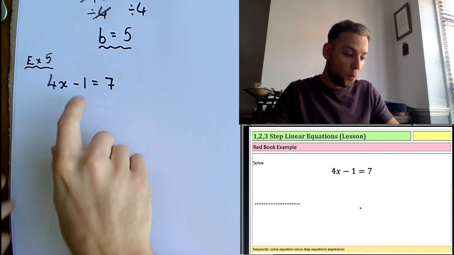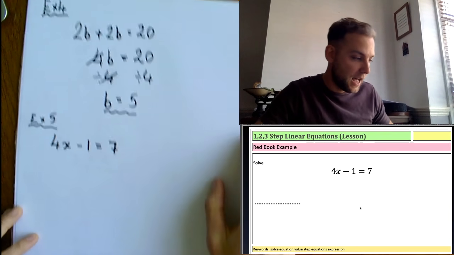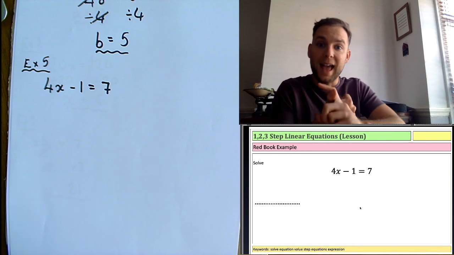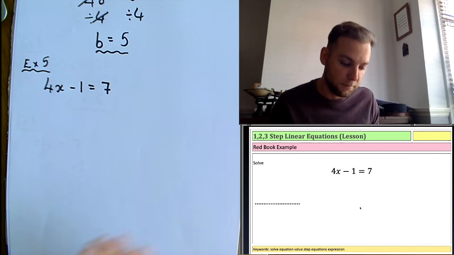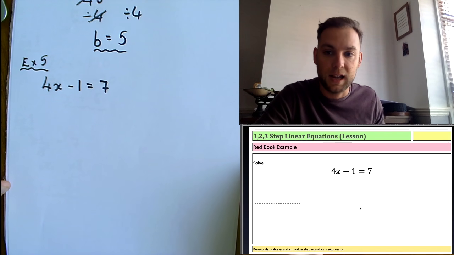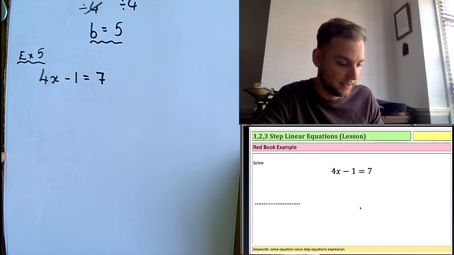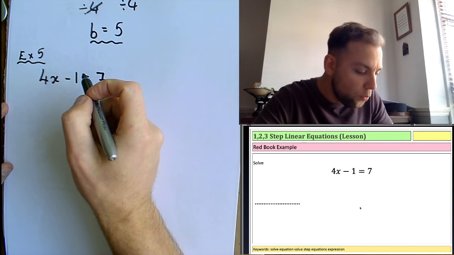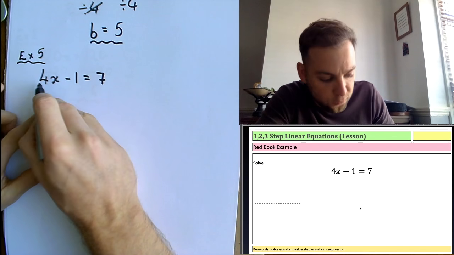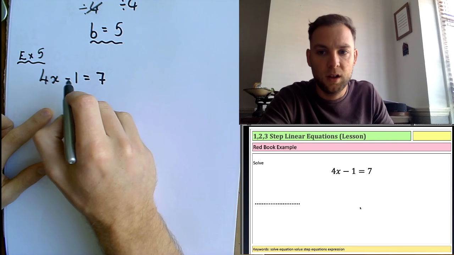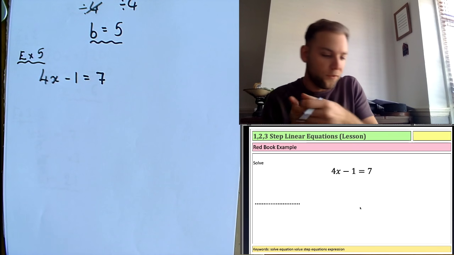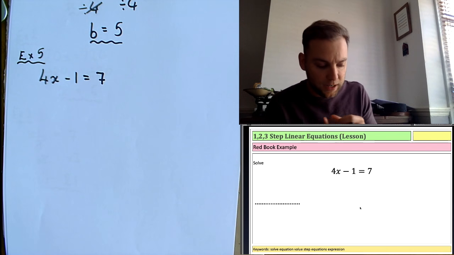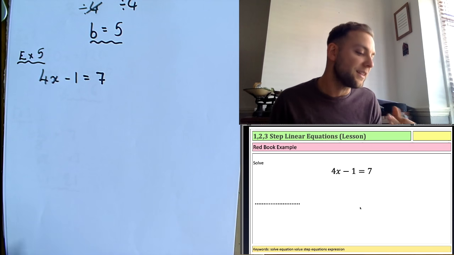Now, if you go back to watch Collecting Like Terms, we had a look at stuff like this where we simplified. And what you should have found out from there is that we can't actually simplify this, because 4x and minus 1 are completely different, so we can't simplify those. So what I've got to do is I've got to still find out what x is. Now, the question you ask yourself is, do I get rid of the 4, or do I get rid of this minus 1 first? Because you could divide by 4 and then add 1, or do I add 1 and then divide it by 4? So that's a bit of a dilemma.